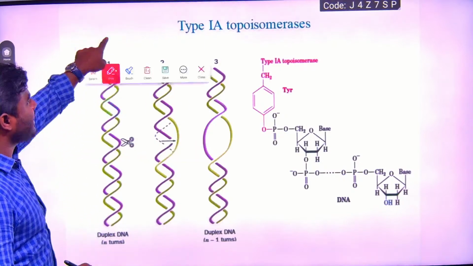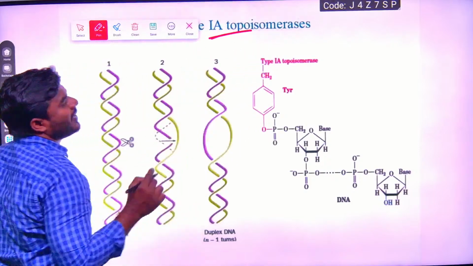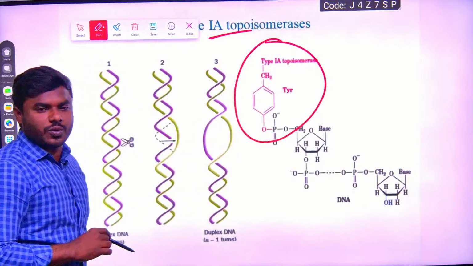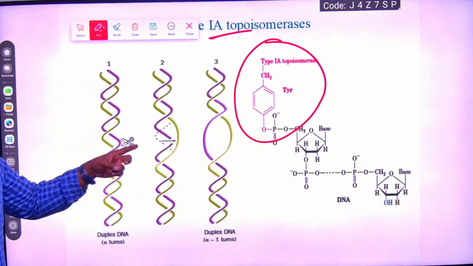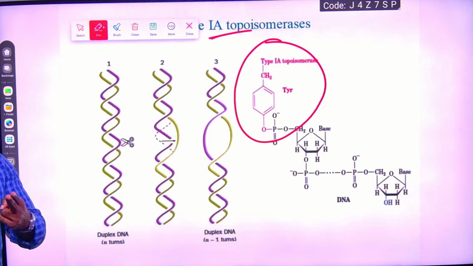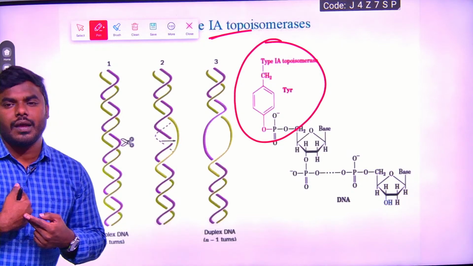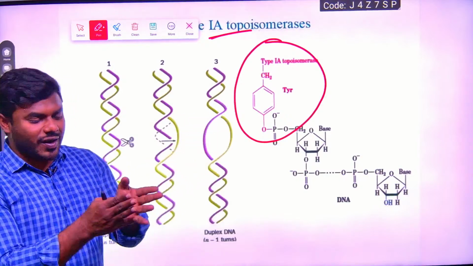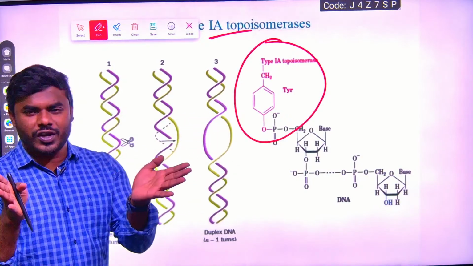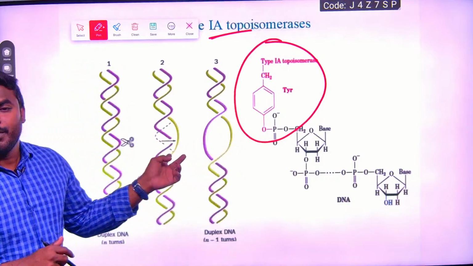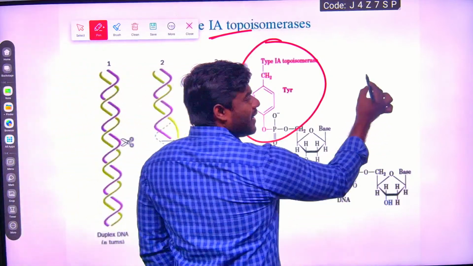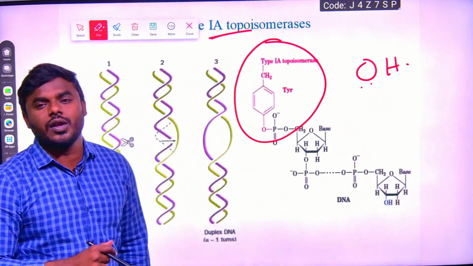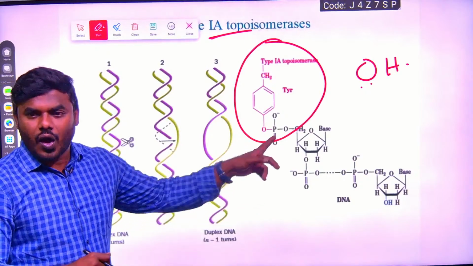If you look into the type 1A topoisomerase, all the students look into this. First of all, what should I do? I have to cut. What bond do I have to cut? Hydrogen bond? No, phosphodiester bond. We are not separating strands, right? If we wanted to separate, we would break the hydrogen bonds. We have to cut the phosphodiester bond. I hope you all remember. If I want to cut the phosphodiester bond, what kind of attack is possible? Nucleophilic attack, which means we require oxygen here.